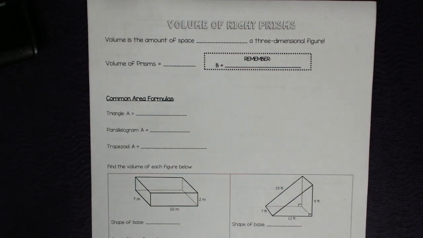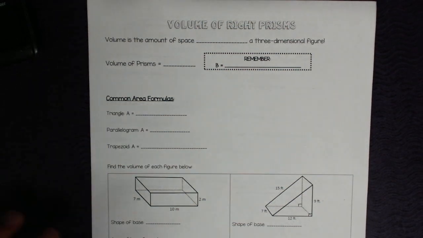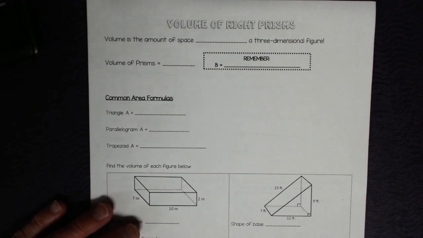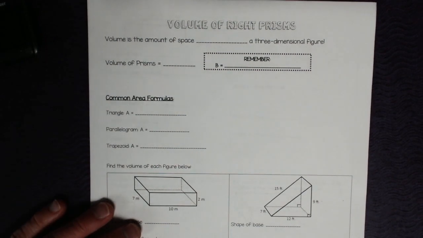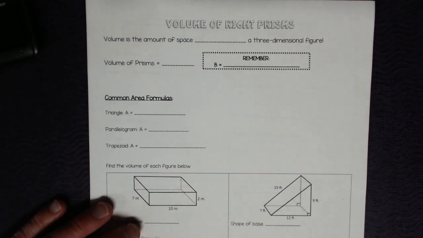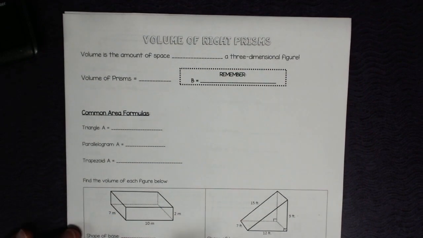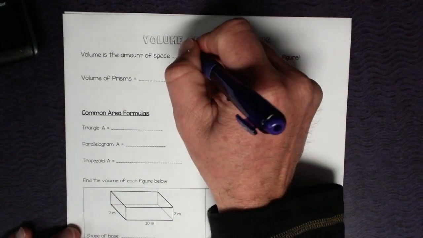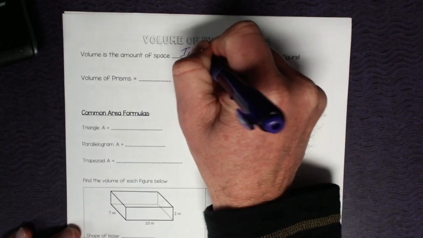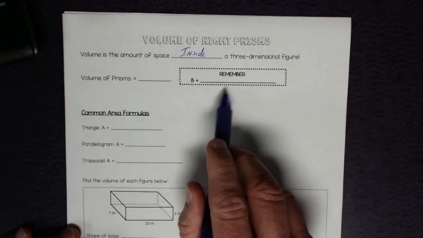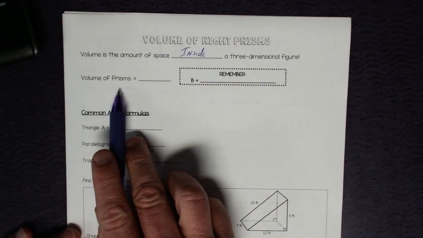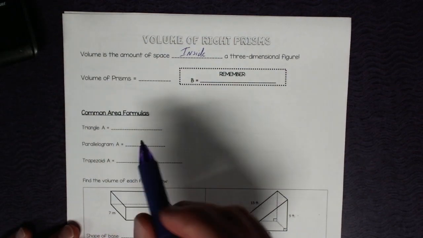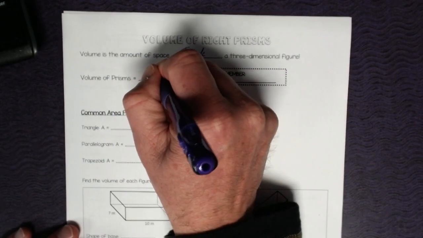Alright, good morning guys. This is your lesson on volume that are on page 67 and 68 in your AKS book. Let's go over some definitions and some formulas up here at the top. It says volume is the amount of space inside a three-dimensional figure, and the formula volume of prisms is base times the h.